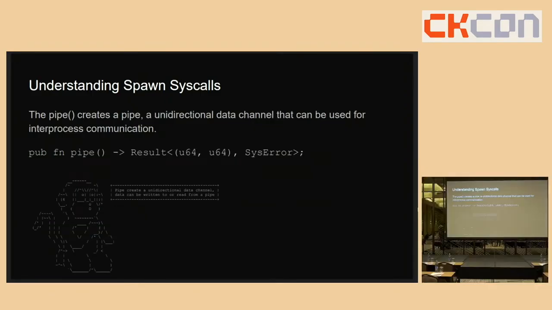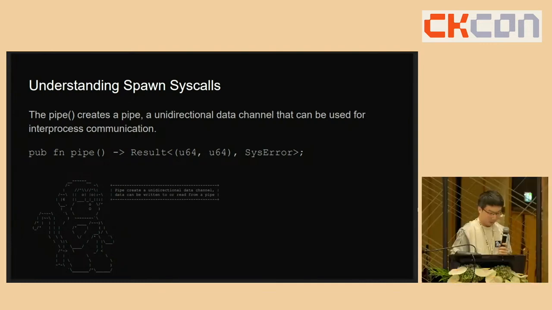Like Linux, CKB VM uses pipes and file descriptors to pass data between processes. The pipe syscall creates a pipe, a unidirectional data channel that can be used for inter-process communication. The tuple it returns contains two file descriptors, referring to the ends of the pipe. The first element refers to the read end of the pipe, and the second element refers to the write end of the pipe.